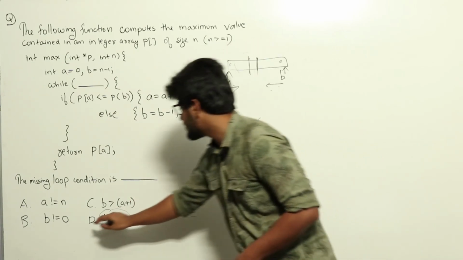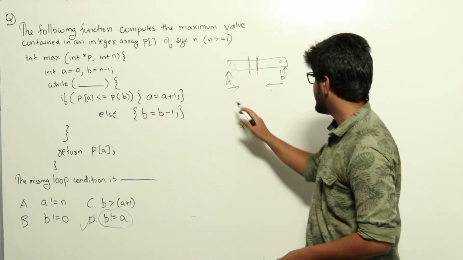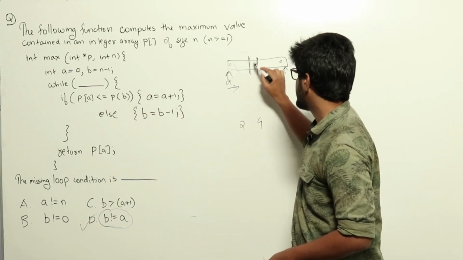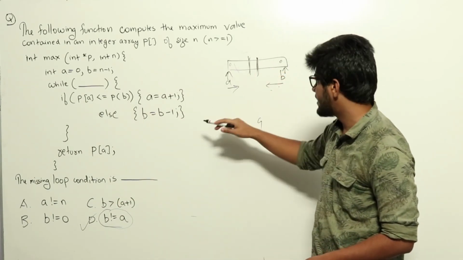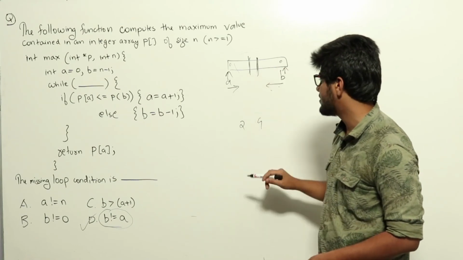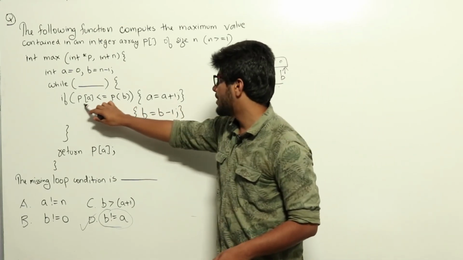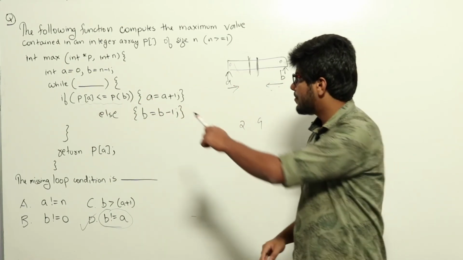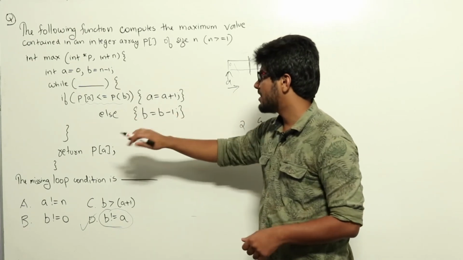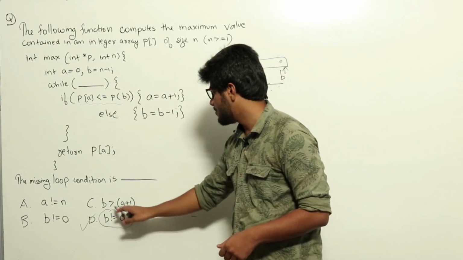Why that is the correct answer: when this condition is satisfied, a and b will be pointing to the same element, and that will be the maximum. Until then, a and b will be pointing to different elements, and we need to consider this part, if p of a is less than or equal to p of b, until a becomes equal to b. So the condition is b not equal to a.